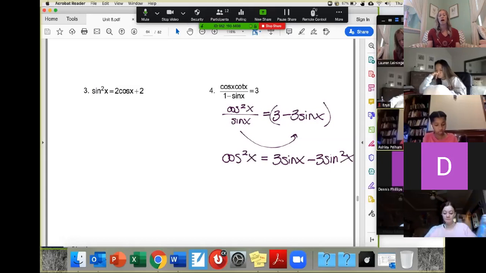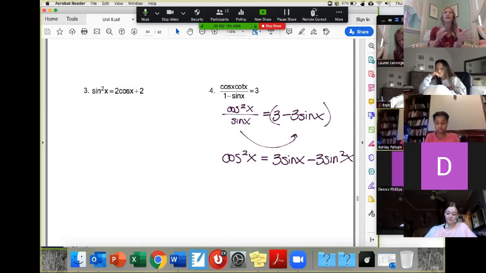Now it's a little bit more obvious there's one thing that doesn't fit. You know, like back in preschool when they say what doesn't belong. One thing doesn't belong here. What is it? The cosine squared? The cosine squared. Everything else is in terms of sine.